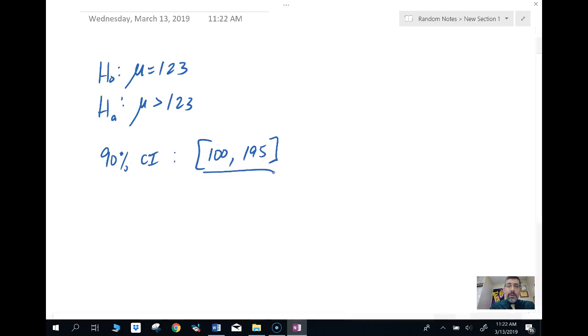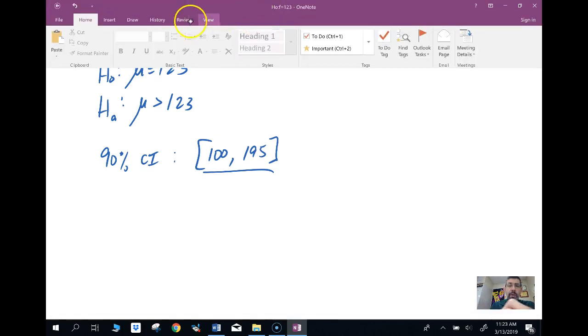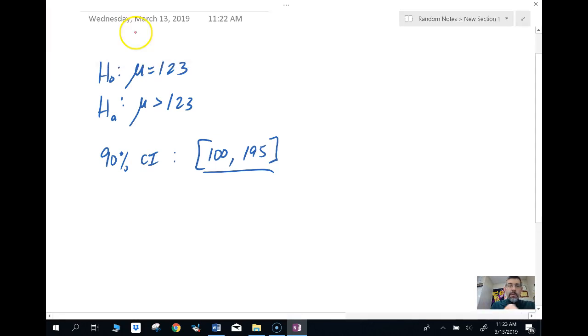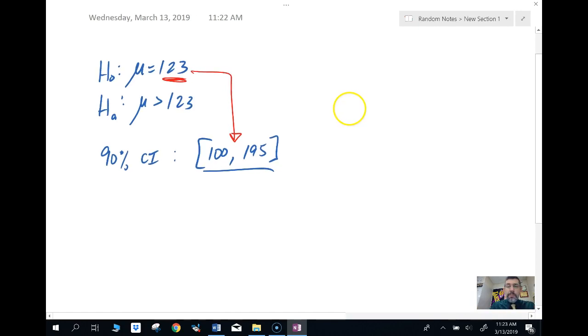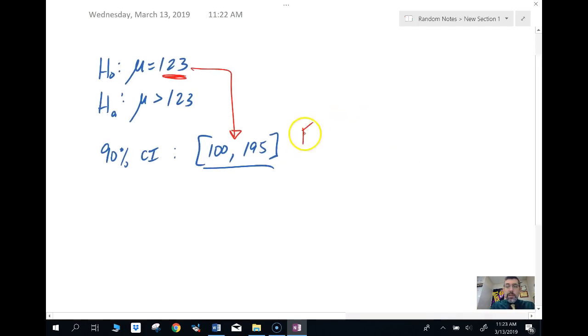Well, here's what you're going to do. If your interval, if you're one of my students, hopefully you talked about this first, but if your null hypothesis is within your interval, then it's possible that the null hypothesis is true. So if that happens, I'm going to fail to reject the null. Fail to reject the null because it's possible the null is true.